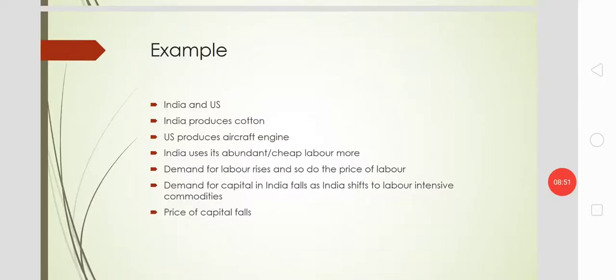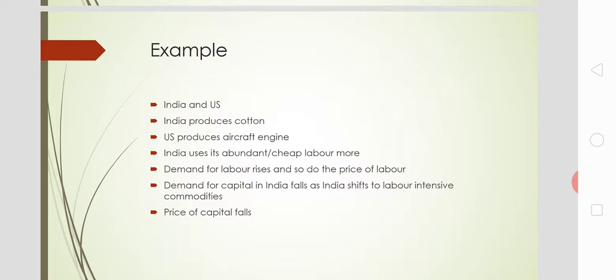So I have an example for you. We have India and the United States. India is a labor abundant country. The United States is a capital abundant country. India produces cotton, produced more by labor, and so the demand for labor will be higher and the price of labor will be increasing as its demand is high. Then the price of capital will come down as less capital is employed in the labor intensive commodities produced by India, which is a labor surplus country.